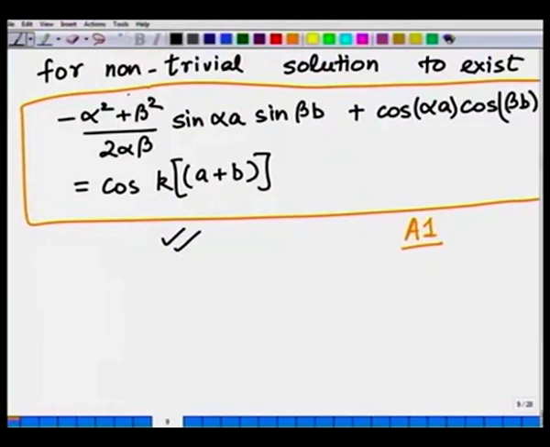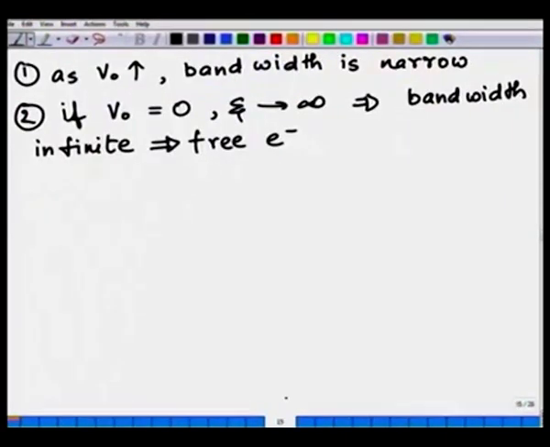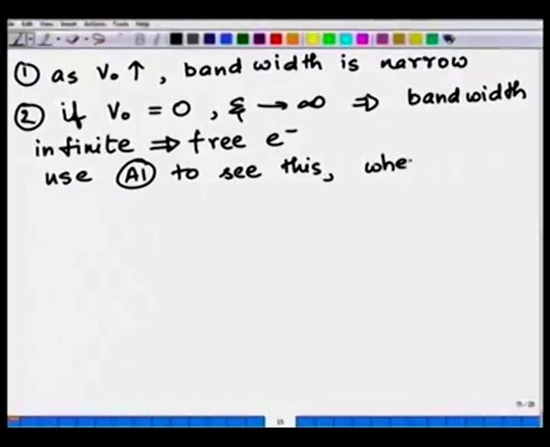So if we substitute this quantity in there, how would this equation look? Let us do that quickly. Maybe use the A1 equation to see this. That is, when V0 is equal to 0, then alpha is equal to beta. Remember, the alpha beta difference is energy minus V0, and since V0 is 0, alpha should become equal to beta.